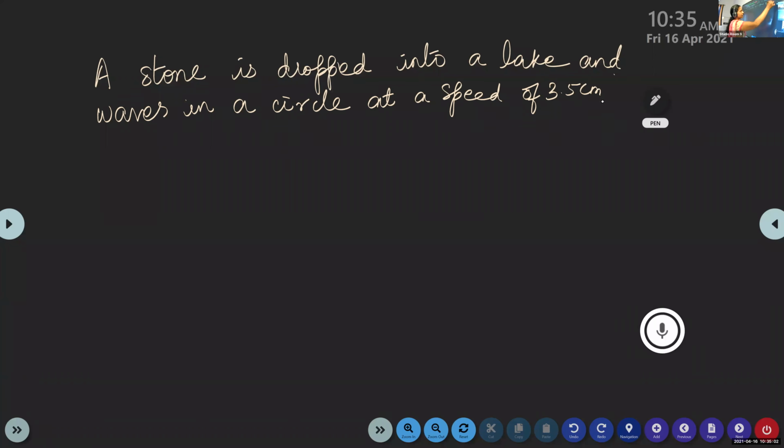3.5 centimeter per second. It's an important question and a different question. Mark it. A stone is dropped into a lake and waves in a circle move at a speed of 3.5 centimeter per second.